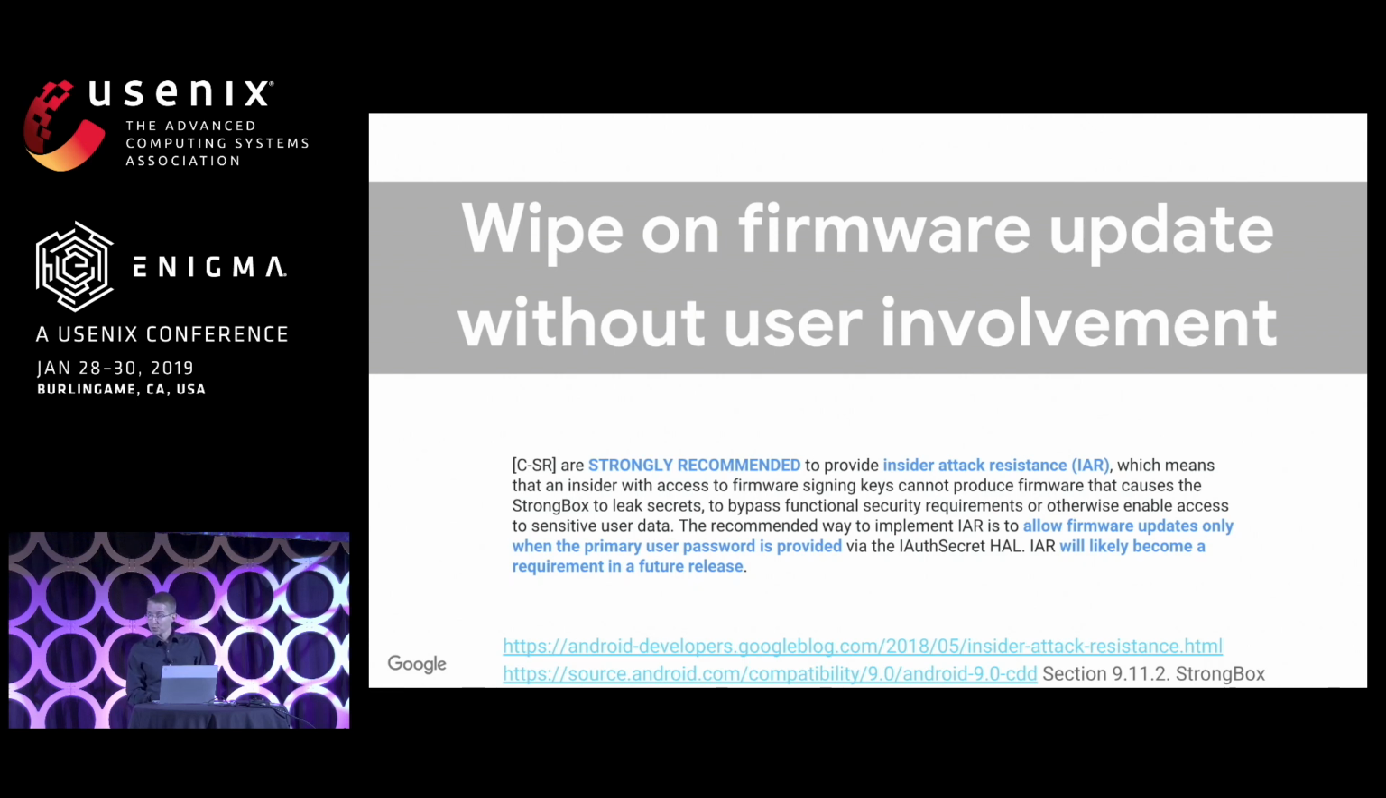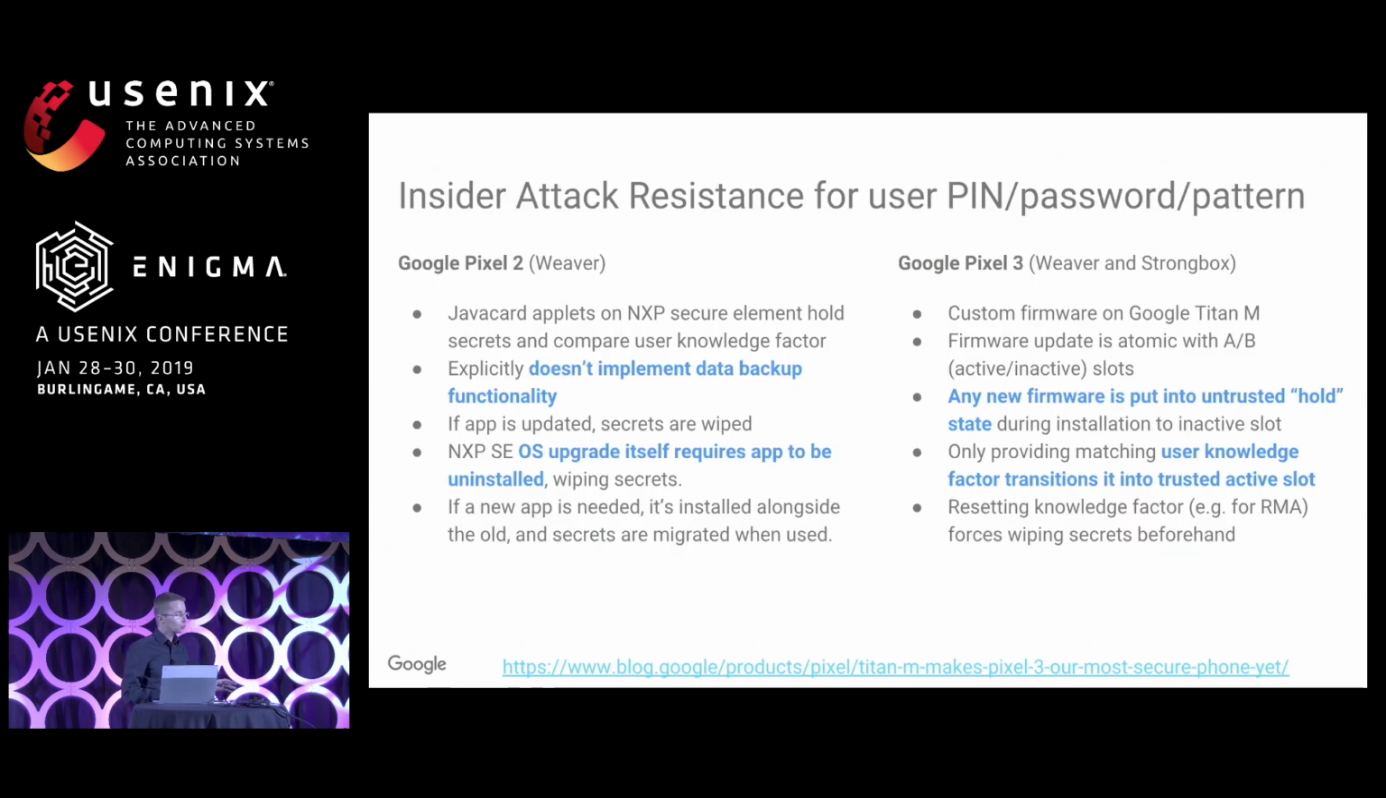Unless the user's knowledge factor, and by knowledge factor I mean PIN code, password, or pattern, is known at that time. It can be implemented in different ways. The Google Pixel 2 and Pixel 3 implement these differently. In Pixel 2, in the former case, we use a secure element available by NXP, and this was modified with 2 key points. The first key point being the Java Card applet that actually stores these cryptographic keys, that stores the user secrets, does intentionally not implement any backup code. The second key change is that the OS loader of that NXP secure element OS itself has been modified to only allow an update of the OS itself when that particular Java Card applet has previously been uninstalled.